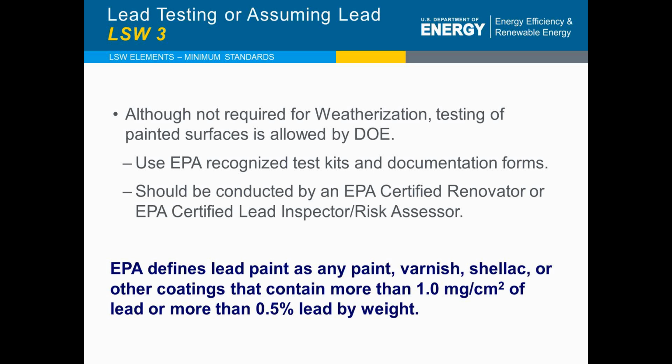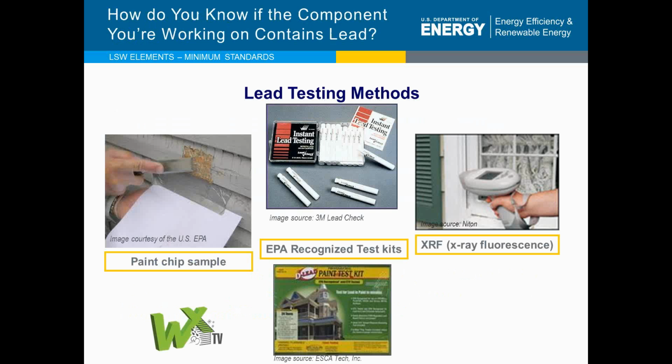And a little test question for everybody, if you're taking the RRP class: what is the federal limit for lead in surface coatings? The answer is 1 milligram per square centimeter, or greater, or by weight 0.5%. That's what we're looking for when we're doing testing: will these testing kits or methods reveal more than that? WXTV has a great video that deals with these different methods.